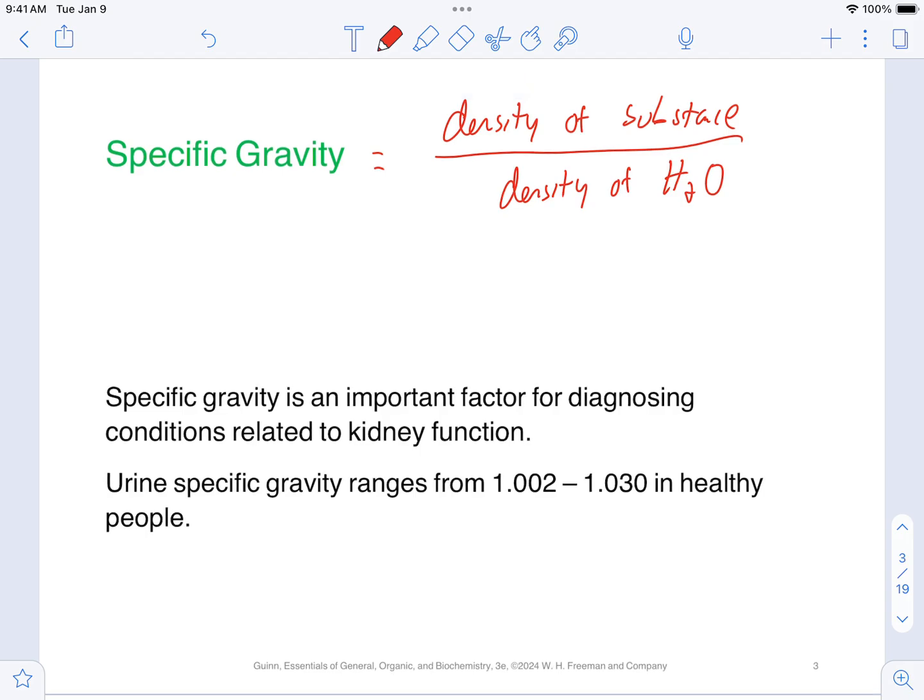Specific gravity. That's really important when you're talking about kidney function. And the formula for that is you take the density of a substance, which we know is mass over volume, and then you divide by the density of water, which again is 1 gram per milliliter. So pretty easy formula to use. Urine specific gravity has a range from 1.002 to 1.030 in healthy people.